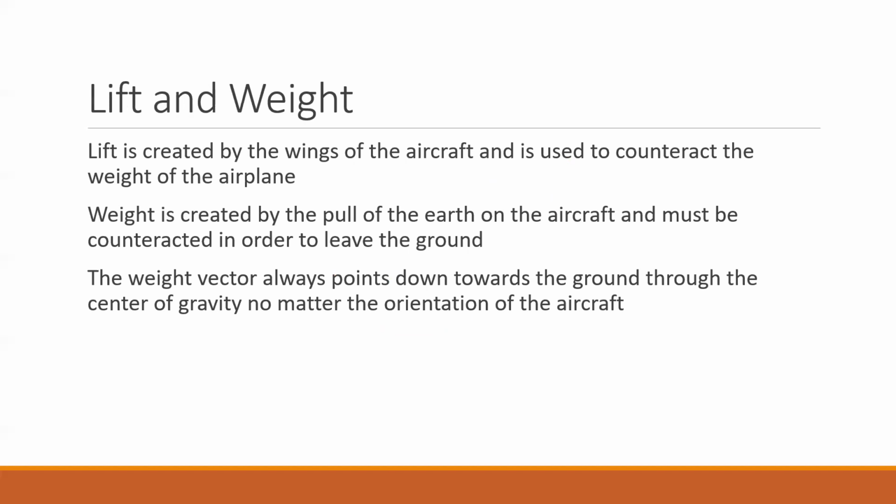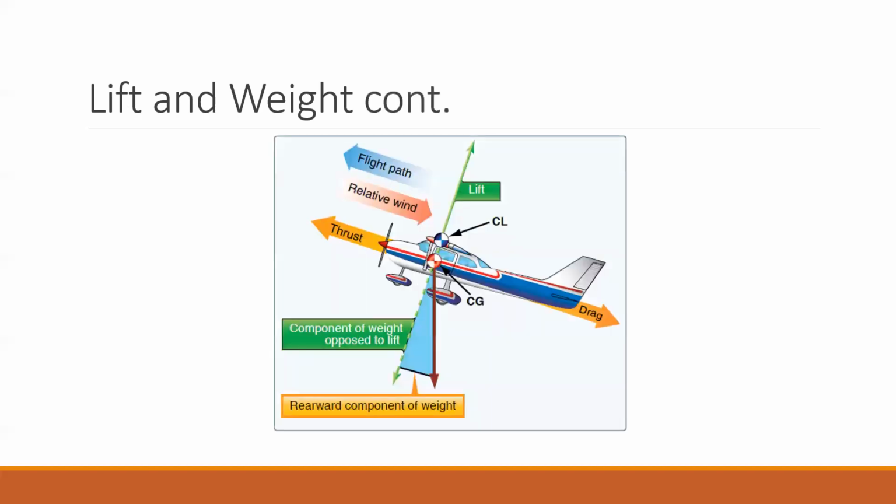One thing to note about the weight vector in particular is that the weight vector always points to the ground, no matter what orientation your aircraft is in. So if you're pitched up, the force vector for weight always points to the ground, and the lift vector always points perpendicular to the wing. So here's a slide that demonstrates this.